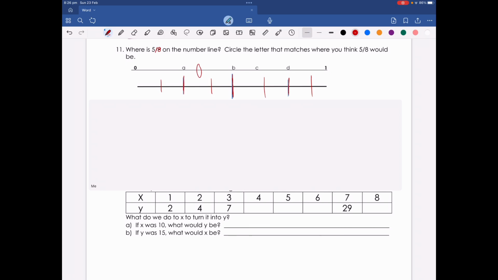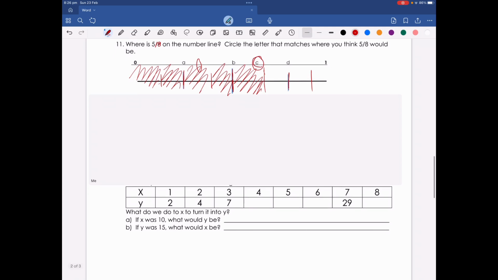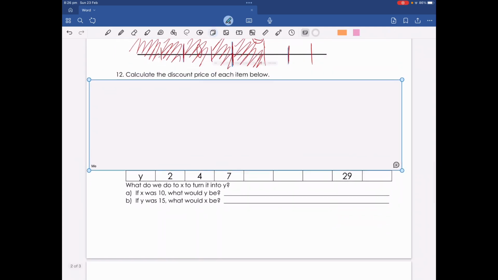Now we've got 5/8, so that should look like 1, 2, 3, 4, 5. So that's what, out of the whole number line, 5/8 of it looks like. So the letter that most closely corresponds to that is C. All right. Next one.